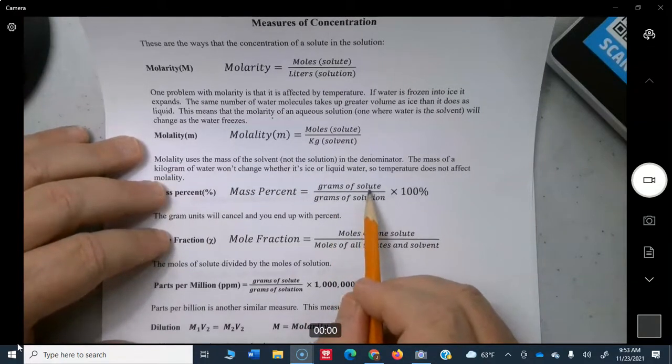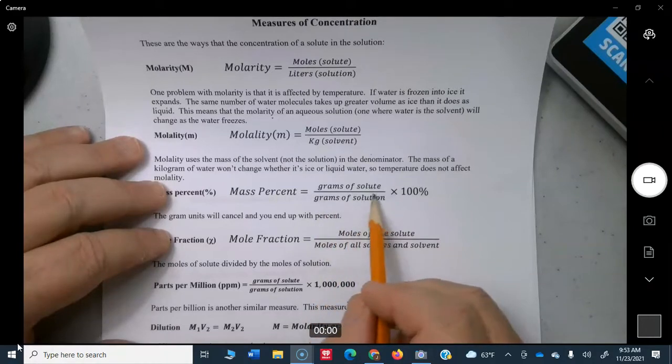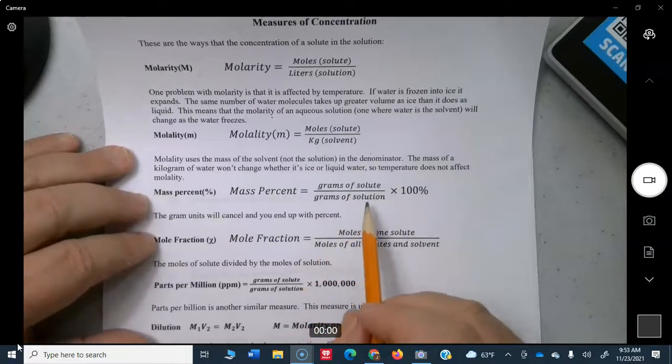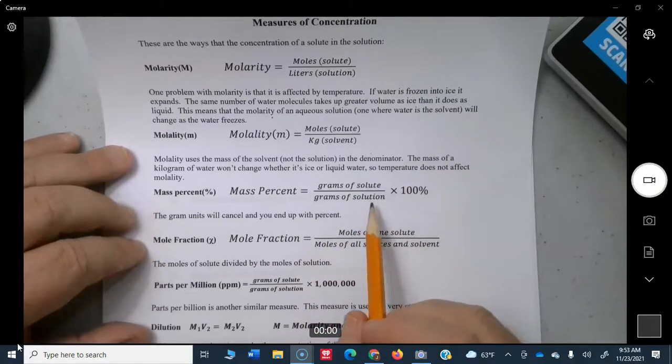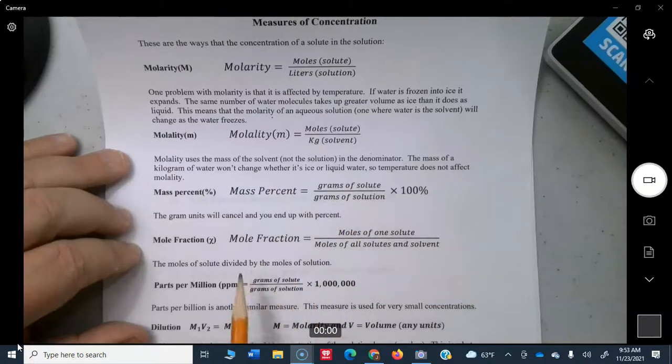Now, there could be more than one solute in the solution. There could be several. So it would be the grams of everything. So grams of whatever solute you want to find the mass percent of over grams of solution, and it's times 100%. So you're not converting anything to moles here. In fact, you need everything in grams. If you're given moles, you're going to need to convert it to grams using a molar mass conversion.